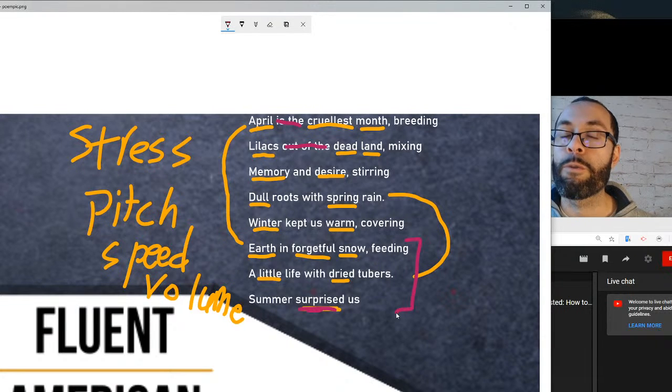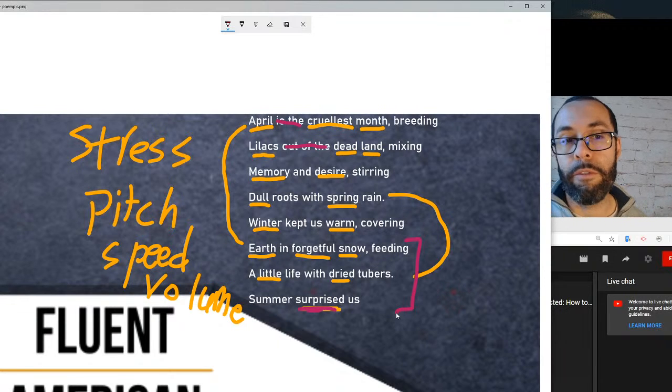April is the cruelest month, breeding lilacs out of the dead land, mixing memory and desire, stirring dull roots with spring rain. Winter kept us warm, covering earth in forgetful snow, feeding a little life with dried tubers. Summer surprised us. So again, this is more contrast, things like that.